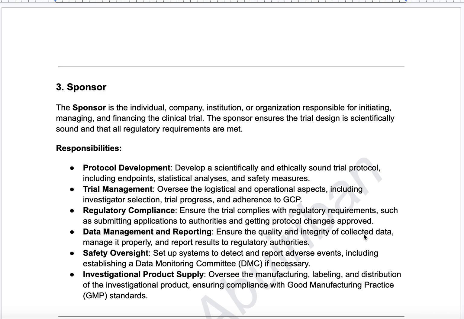Sponsor. The sponsor is an individual, company, institution, or organization responsible for initiating, managing, and financing the clinical trial. The sponsor ensures the trial design is scientifically sound and that all regulatory requirements are met.